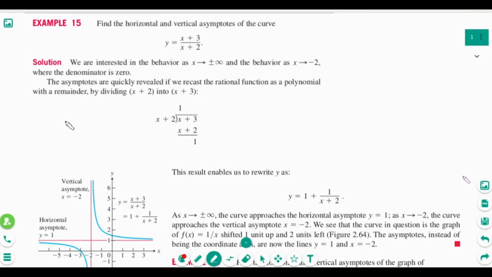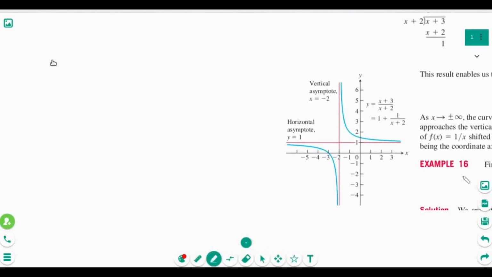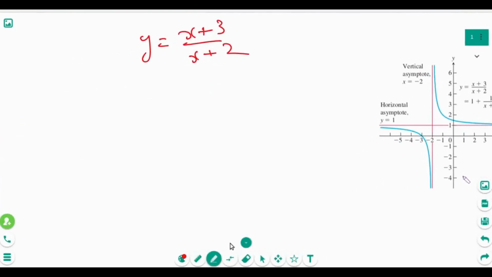Very simple method, okay? Let me give you the concept here. So here we have y equal to (x plus 3) by (x plus 2). So now let's first find the horizontal asymptote. Limit x tends to infinity of (x plus 3) by (x plus 2).